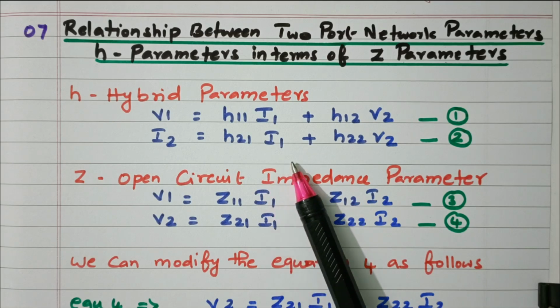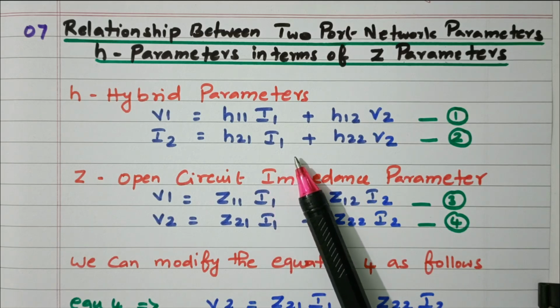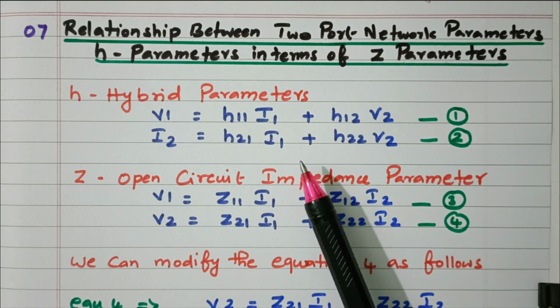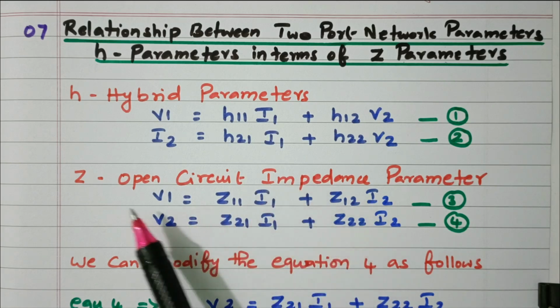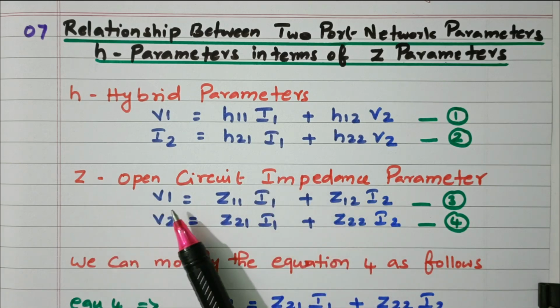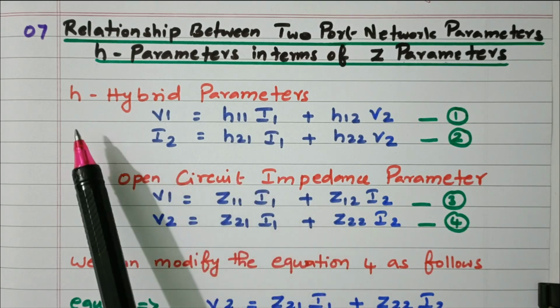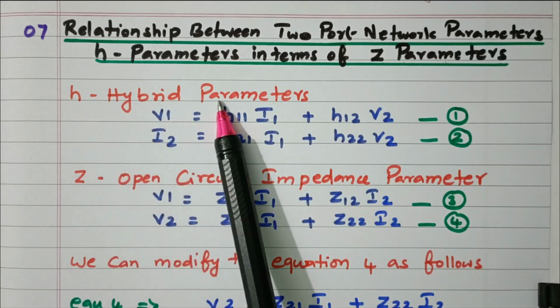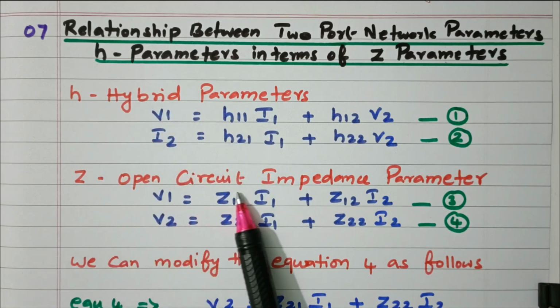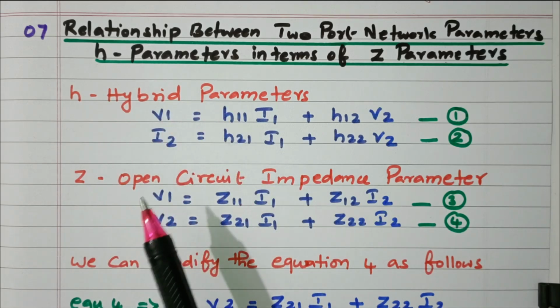Then ABCD parameter, transmission parameter. Designing of transmission line can be done with the ABCD parameters. So we have Z parameter, Y parameter, H parameter and ABCD parameter. So in this video we are going to express the hybrid parameter in terms of Z parameters.